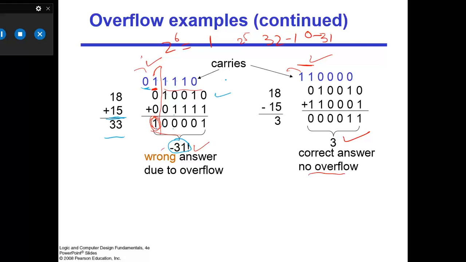So 18 minus 15, the answer is correct, and no overflow is detected. 0 1 1 1 0 1 0 0 0 0 0 0 1 1 0 1 1 1 0 1. So an overflow is detected in this case. Correct answer, no overflow.